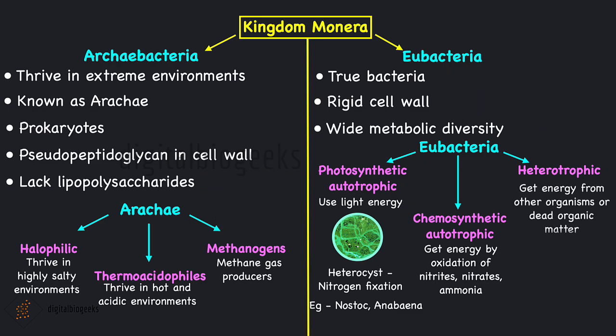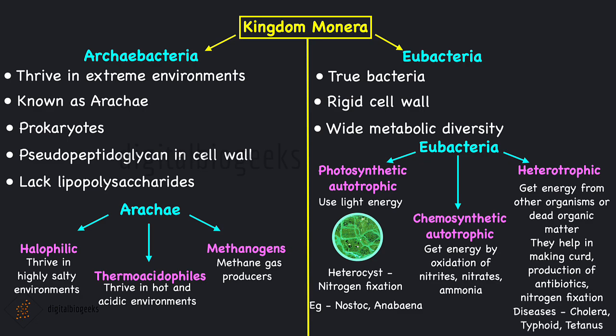Heterotrophic. They depend on other organisms or dead organic matter for energy. Hence, they are the decomposers. They help in making curd from milk, production of antibiotics, and help in nitrogen fixation in leguminous roots. Some cause diseases in humans and animals. Examples of bacterial diseases are cholera, typhoid and tetanus.